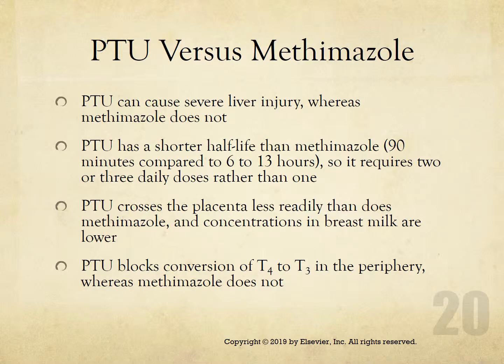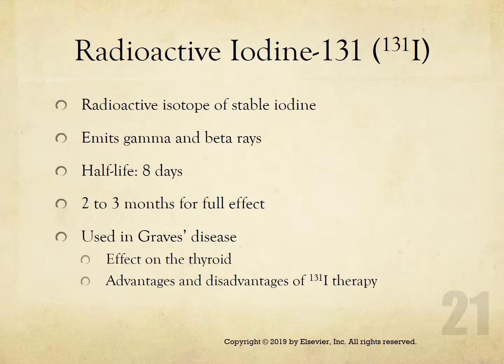So this slide just talks about those differences in how they work. So you can read that over. And next we have radioactive iodine, which is the radioactive isotope of stable iodine. Half-life is 8 days. It can take 2 to 3 months for the full effect. That's why you might need to supplement with medication. It is used in Graves' disease.